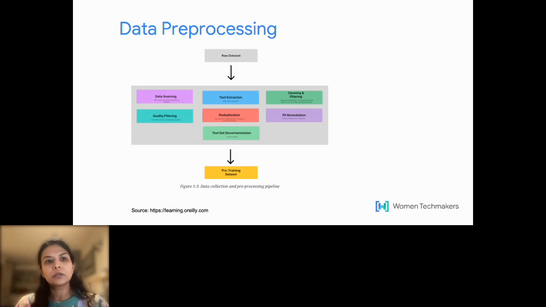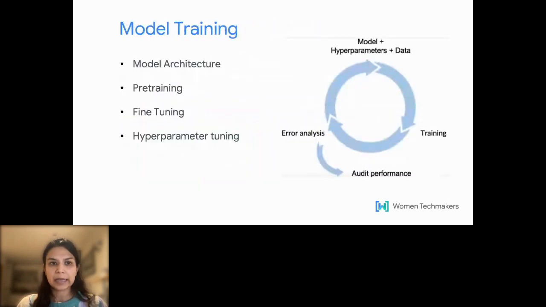And data pre-processing also involves tokenization. Once our pre-training data set is in a structured format, then we can do tokenization on top of it and prepare the data in the form which the language model can accept. Okay. So now once we have prepared our data set, we use the data to train our model.